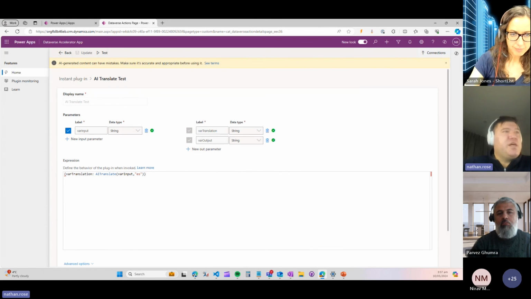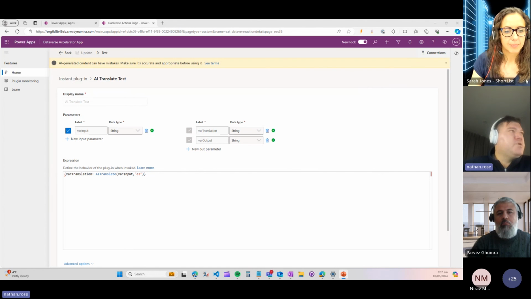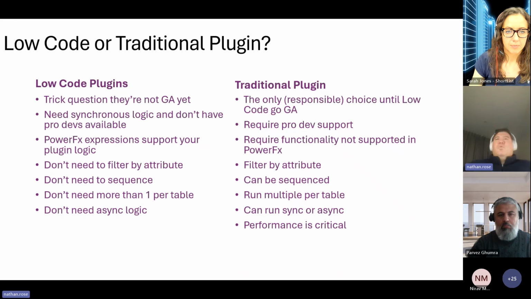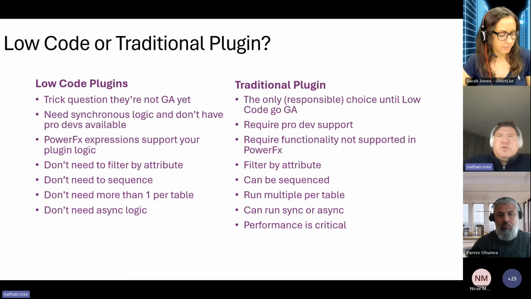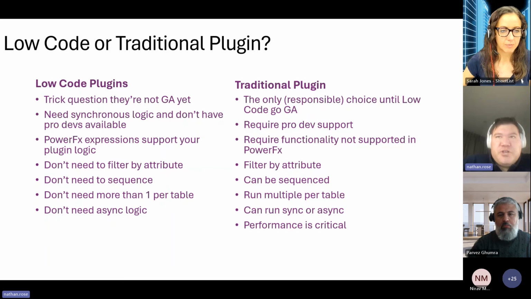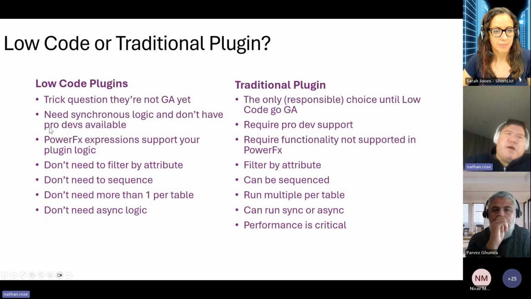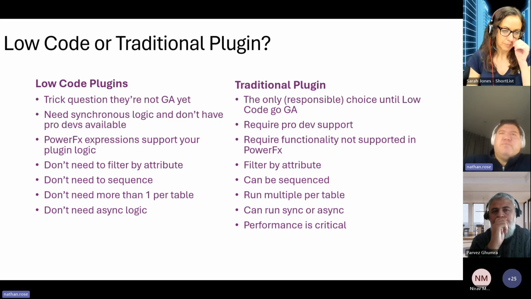Let me just pop back into my slides and we'll wrap up with some tips and tricks. Where am I? All right. So when should you use a low-code plugin or a traditional plugin? Trick question, low-code plugins are not GA yet, so you really shouldn't be using them in any prod scenarios. But once they are GA, they are great when you need synchronous logic. As we saw with Power Automate, taking a minute or so to trigger, when you can't wait for that, plugins are your go-to option.